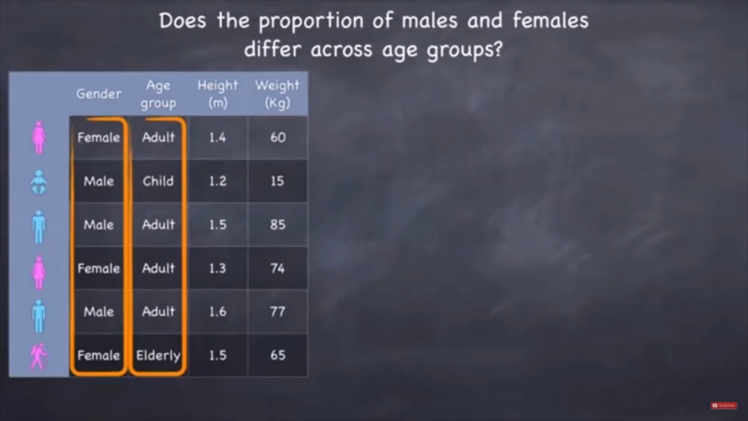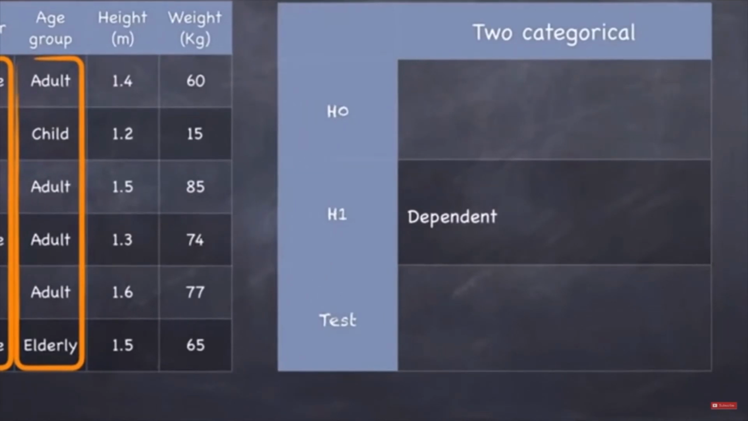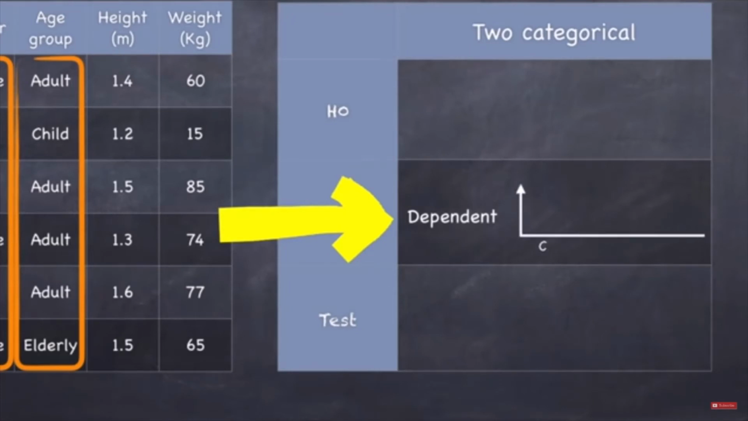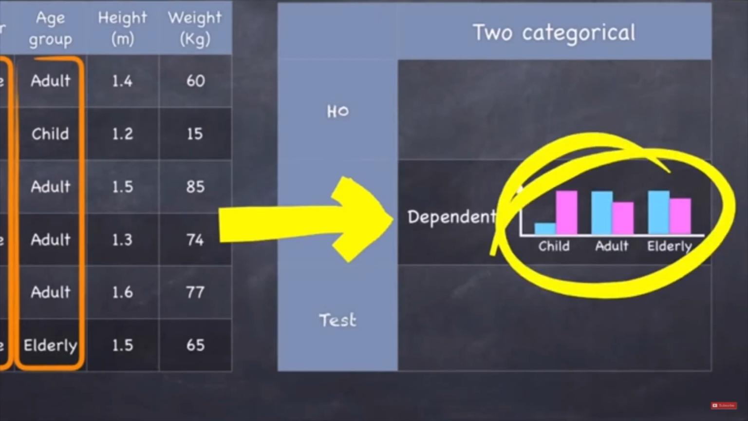So another question, does the proportion of males and females differ across age groups? So we've added another variable here. We've got a dependent variable. So differences in numbers of men and women, does it depend on age category in our sample? If we just visualize this, we can see that, yeah, it does. In our sample, it does depend on age category, far more female children compared to older age groups.